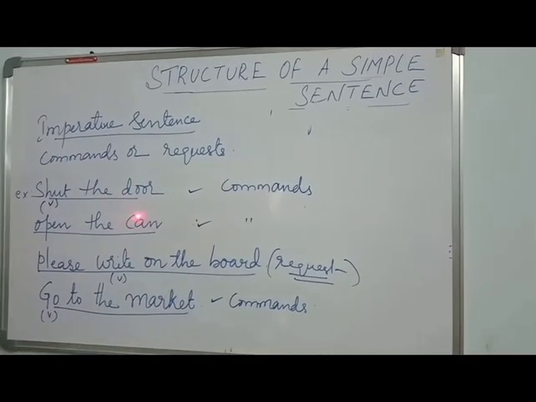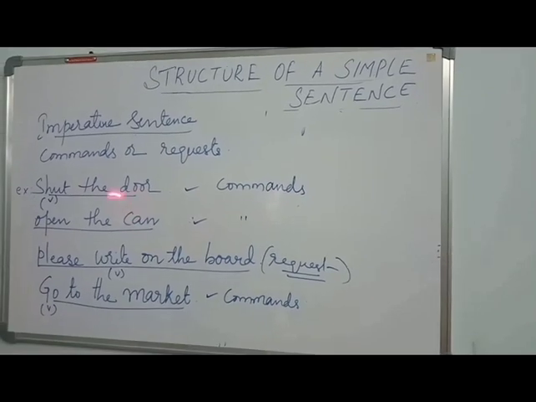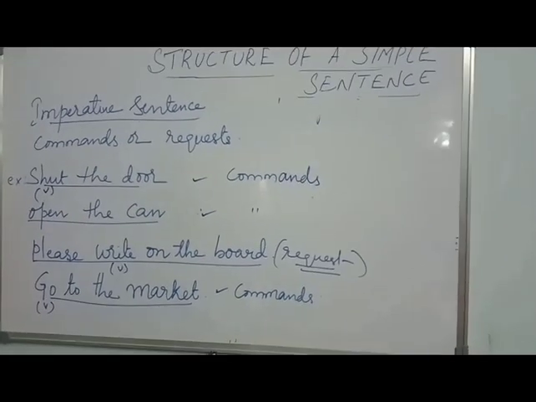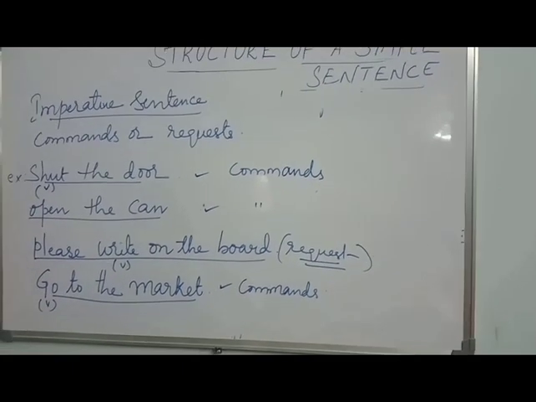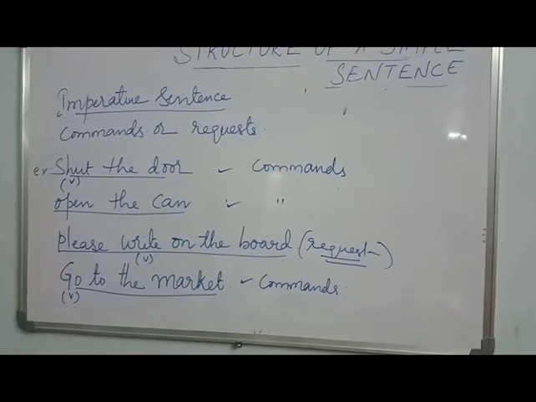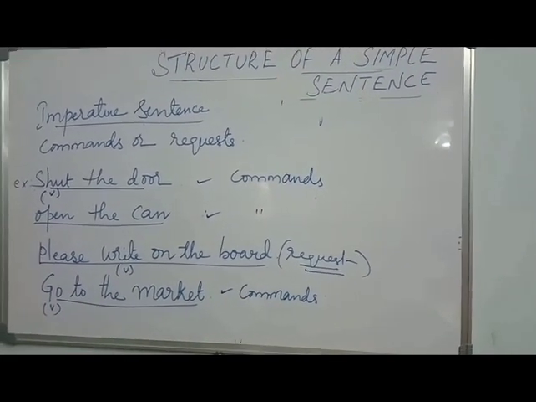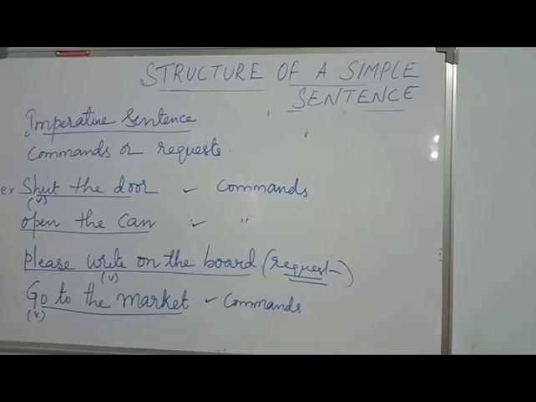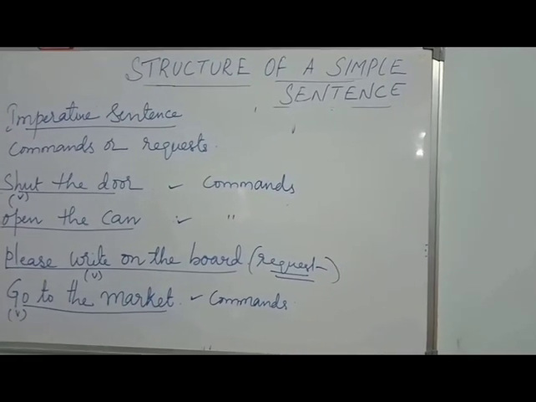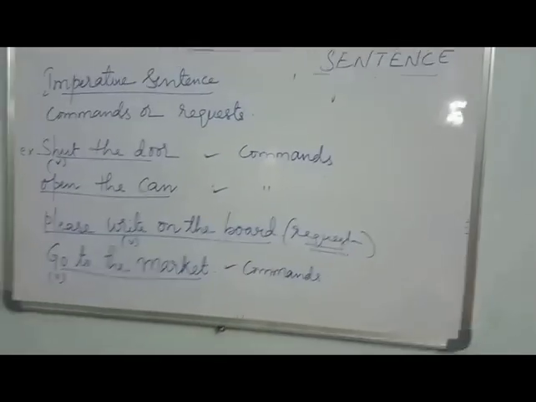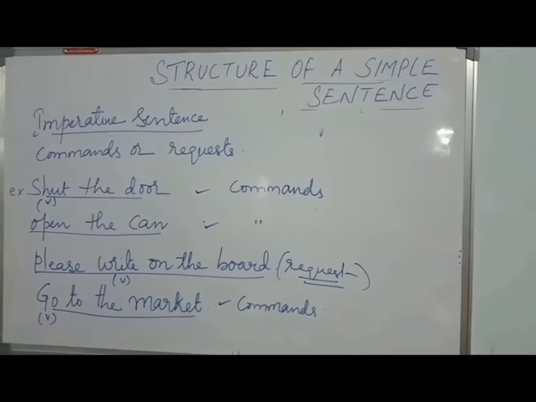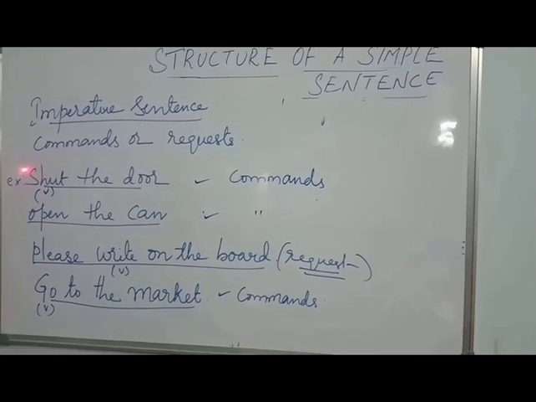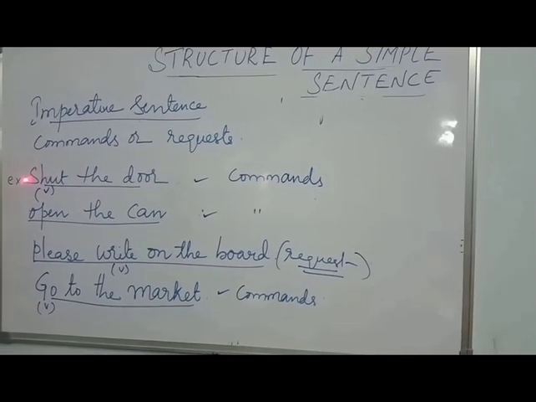These types of sentences you have to remember. Don't think that these sentences do not have subjects. All these sentences have subjects. What is the subject for these sentences? It is actually spoken to a person who stands opposite you. And so in these sentences, the subject is understood. It is actually the second person pronoun, you. So where does the subject actually come? It comes before the verb.